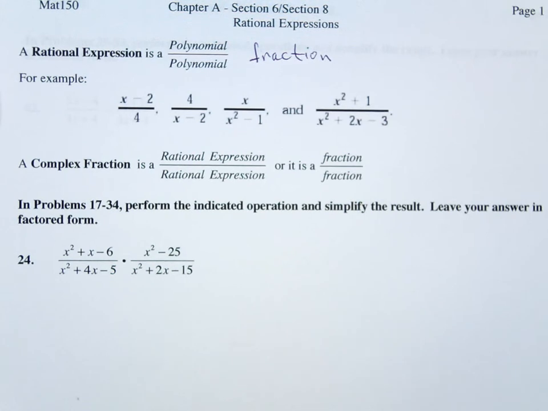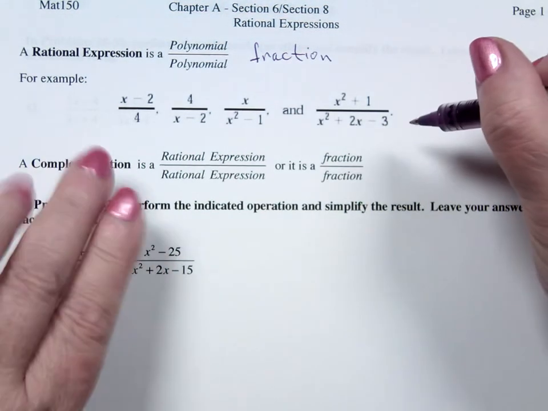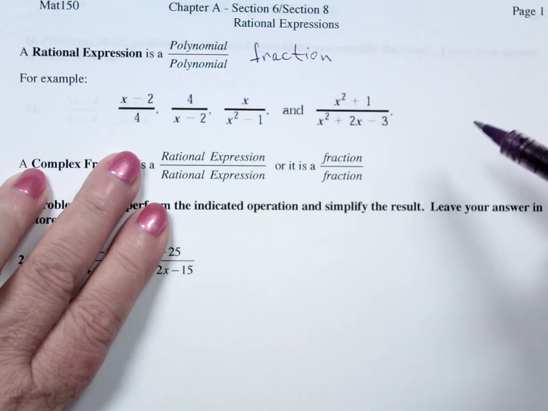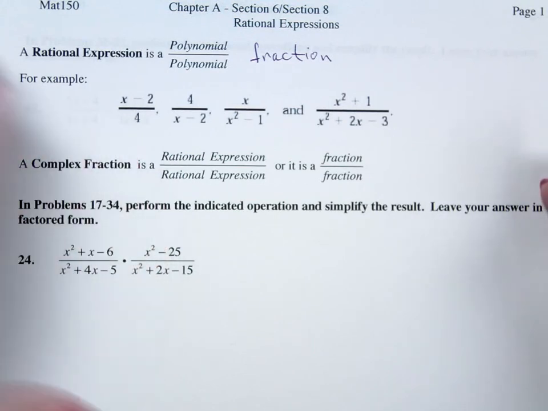It needs to be a little bit bigger. Examples would be x minus 2 over 4, 4 over x minus 2, x over x squared minus 1, and, a complication, x squared plus 1 over x squared plus 2x minus 3.